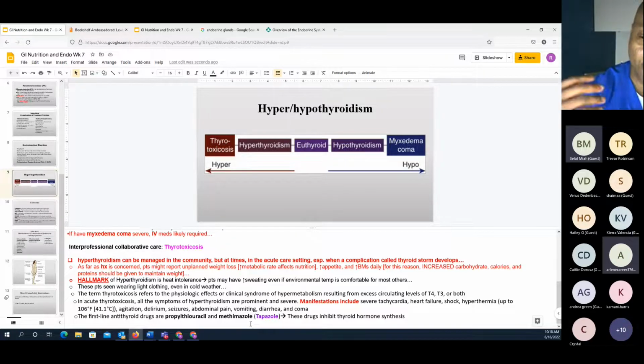These patients, as we know, have the rapid weight loss, increase in appetite. I mean, you can hardly feed these patients enough, and they're still burning calories and whatnot. So we have to place these patients on really high calorie diets. Now the hallmark for hyperthyroidism is heat intolerance, and so these patients can be in very cold weather, I'm talking about probably Michigan weather, and they'll probably have on a t-shirt outside or something like that.